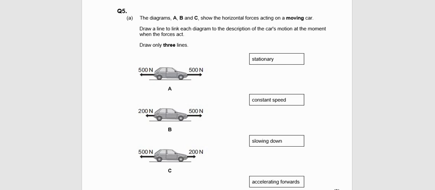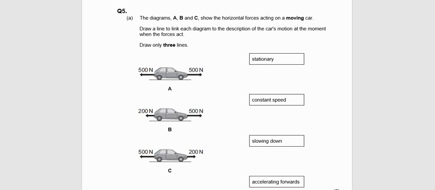In this case, we have 500 newtons forwards and 500 newtons backwards. So that means that there's no resultant force. The principle of inertia means that it carries on in the same state of motion. So it cannot be slowing down or accelerating forwards. However, we now have a choice between stationary or constant speed. And they both could be true if the car is currently stationary or moving.